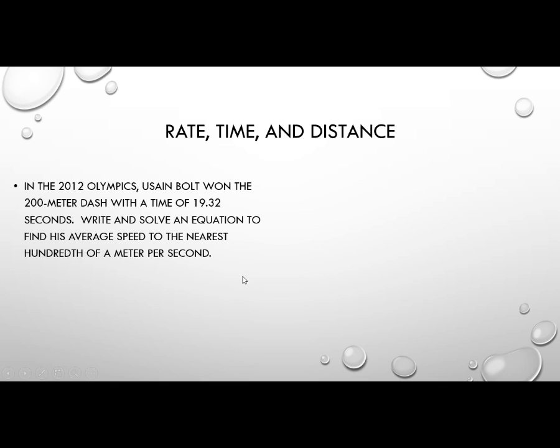Now, when you're approaching word problems, one of the things I like to do is first read through it, think about what's the important information, underline things, highlight things, and then try to relate those variables. Be thinking about what's the important information in this and what's kind of stuff we can just throw to the side. In the 2012 Olympics, Usain Bolt won the 200-meter dash with a time of 19.32 seconds. Write and solve an equation to find his average speed to the nearest hundredth of a meter per second.